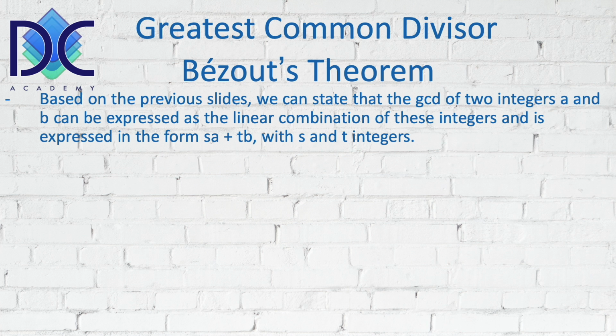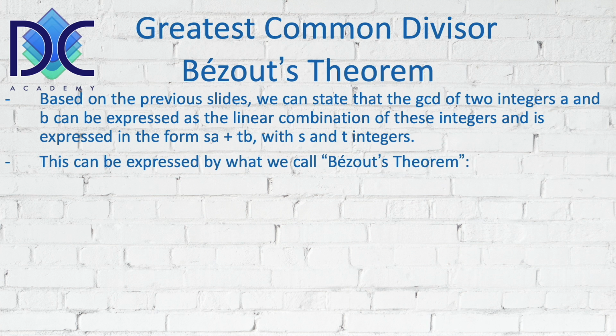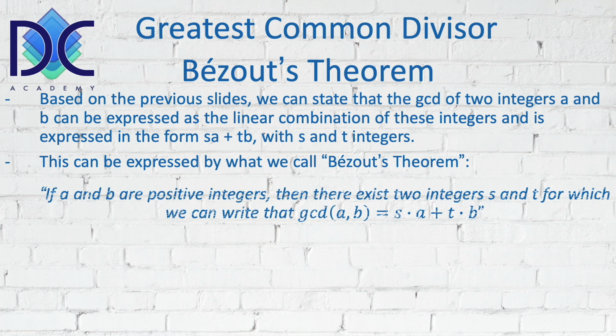So basically that's what we know when we have a greatest common divisor, and the expression of this is in fact part of Bézout's theorem. Bézout's theorem says: if a and b are positive integers, then there exist two integers s and t for which we can write that the greatest common divisor of a and b is a linear combination of a and b, with the coefficient of a being s and for b being t, both being integers.